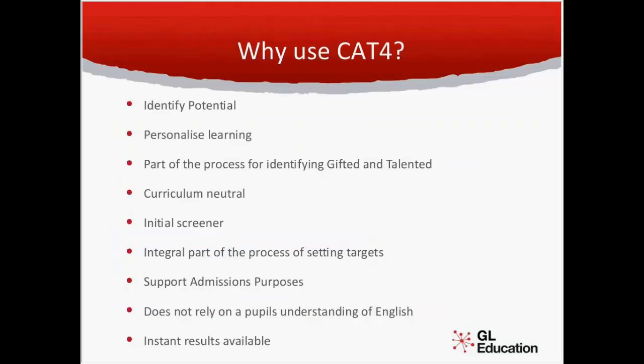How is CAT4 used generally by schools? Well, it's used to identify a student's potential. It's used to personalize the learning, and I'll show you how that's done in more detail through the course of this. It's used as part of the process for identifying gifted and talented children. Right at the start, I said teacher judgment is vitally important, and you combine the CAT scores with the teacher judgment and with the work that they're doing in their classes to get an idea of who the gifted and talented children in your school are.